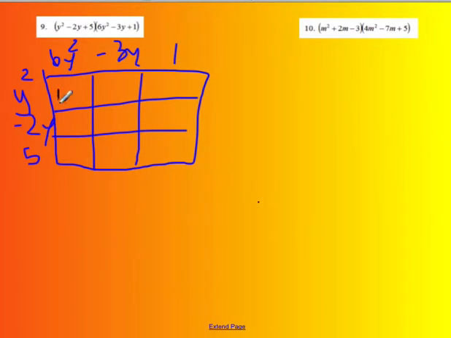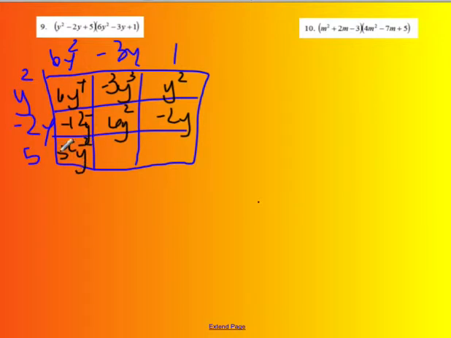So 6 times 1 is 6. Y squared times y squared is y to the 4th. 1 times a negative 3 is a negative 3. Y to the first times y squared is y cubed. Y squared times 1 is y squared. Negative 2 times 6 is negative 12, and that's going to be y cubed. Negative 3 times negative 2 is positive 6, and then we have y squared. Negative 2y times 1 is negative 2y. 5 times 6 is 30, and then we have y squared. Negative 3 times 5 is negative 15, and then we have y. And 5 times 1 is 5.